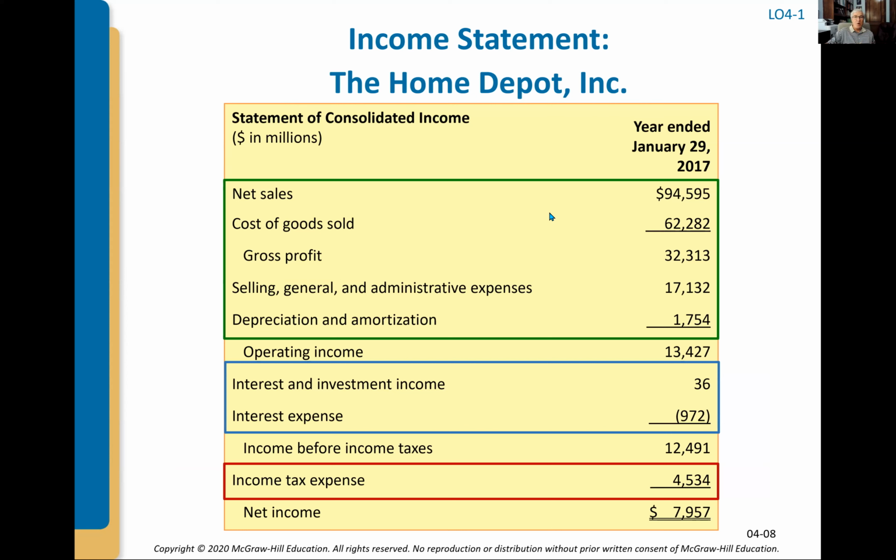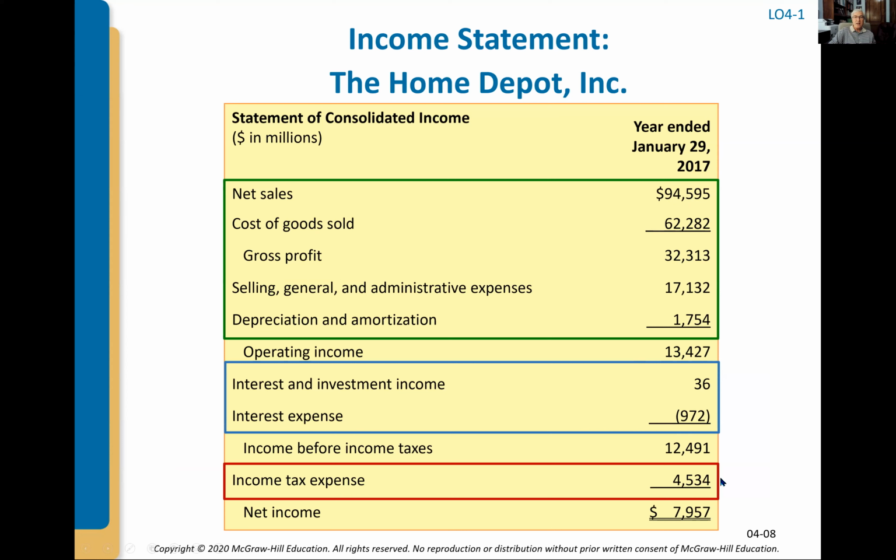And here's an example from Home Depot, and these are in millions. They had $94.6 billion in revenues in the year ended in 2017, and 32.3 billion in gross profit. That looks like about a 30 to 33% level, maybe a little bit higher than that. And operating income was 13 billion on 94 billion of sales. That's awesome. And they got some interest income, and some interest expense that's a little bit higher there.